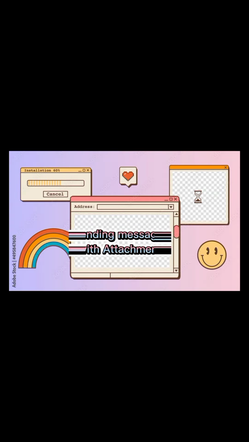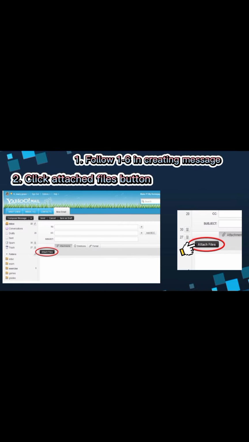The last topic is sending a message with attachment. First, follow steps 1 to 6 in creating a message. Next, click the Attach Files button. After that, the open file window appears. Select the location of the files where you saved them. Click your file, for example, Microsoft Word, then click Open.